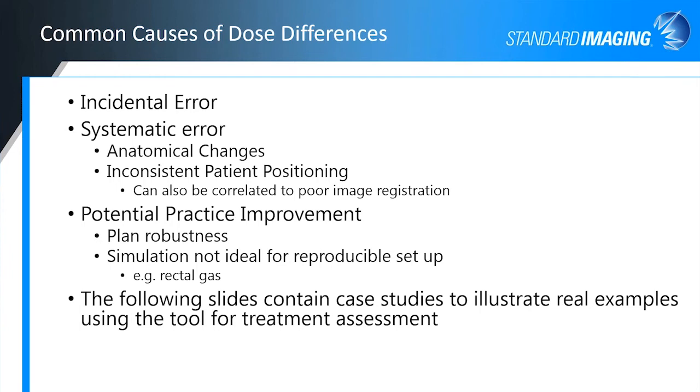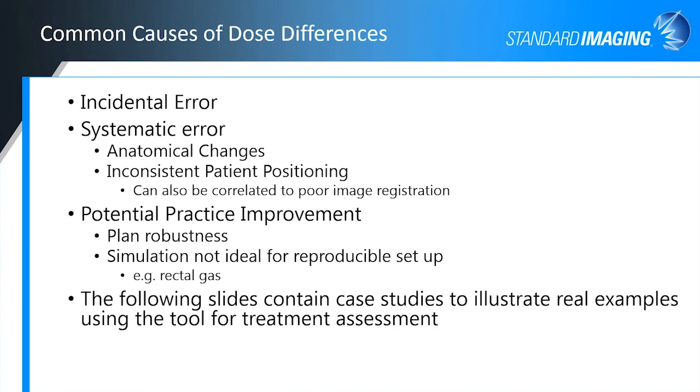So in the case of many head and neck patients, you see weight loss that occurs over time. But there can also be anatomical changes that occur when you have inconsistent sim to treatment. So you're simming with a full bladder, but then the patient is treated with an empty bladder or a partially full bladder. So these are what we're referring to as more systematic types of errors.